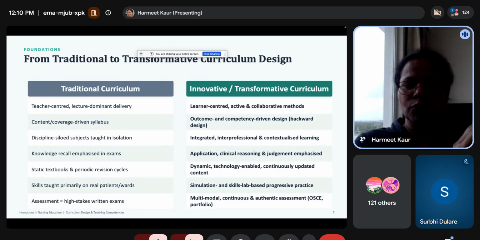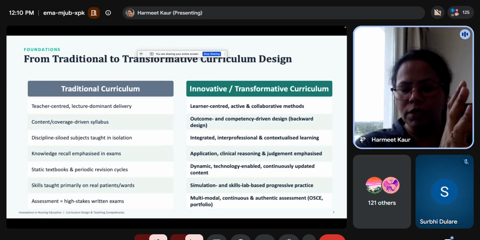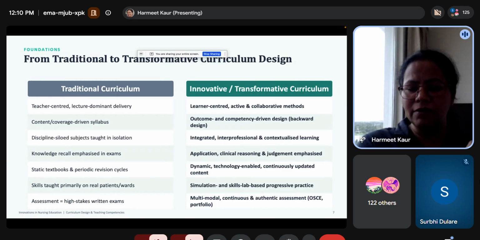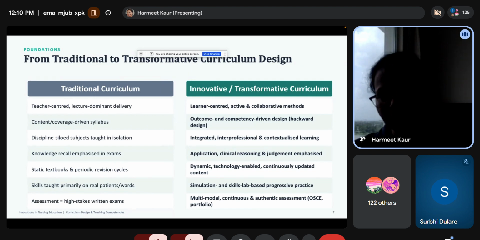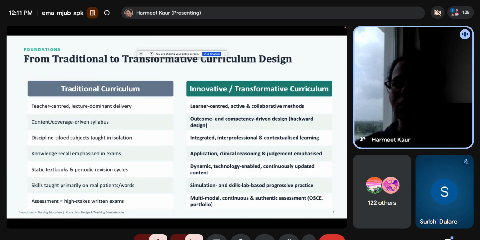Here you talk about your graduate attributes or your outcomes at first, and then based upon the outcomes, what should be my delivery of the teaching, and what am I expecting that student will have this skill after completion. That is known as the backward design. So here we go for the backward design of curriculum.